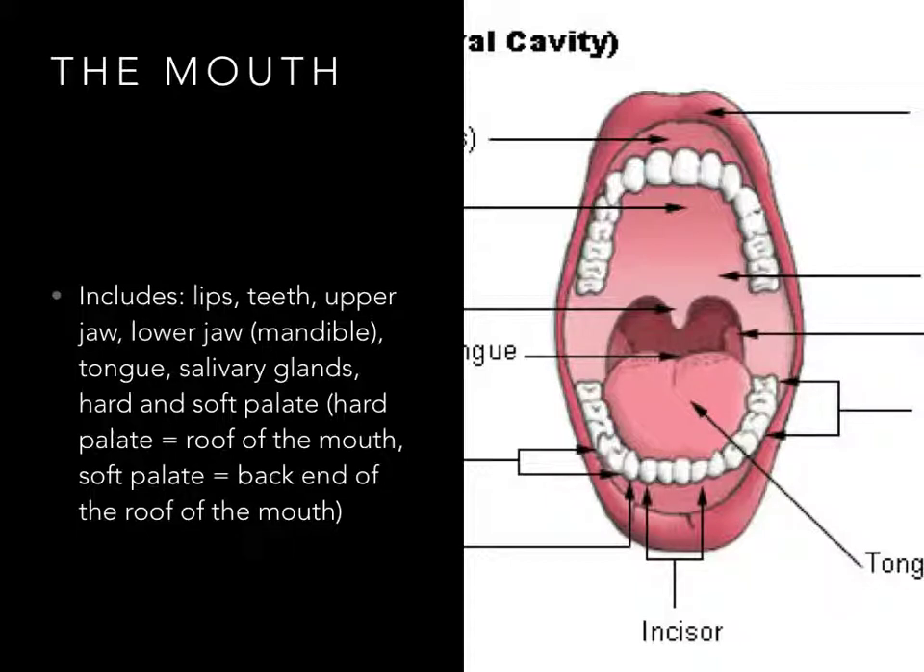Tongue, salivary glands, hard and soft palate. Hard palate is the roof of your mouth. A soft palate would be the end of the roof of your mouth. Try with your tongue to touch your hard palate versus your soft palate. Try not to choke.